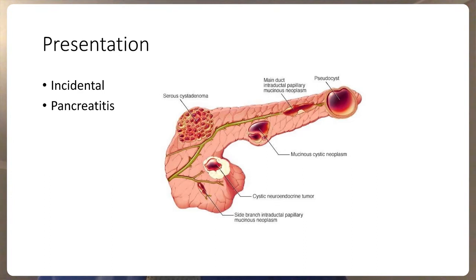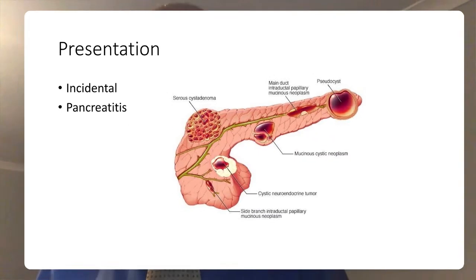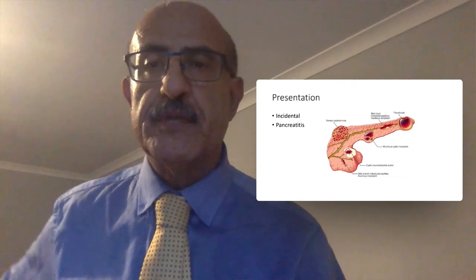And here we have the side branch, where the side branch is dilated and forming cysts. This is what we call a side branch intraductal papillary mucinous neoplasm.